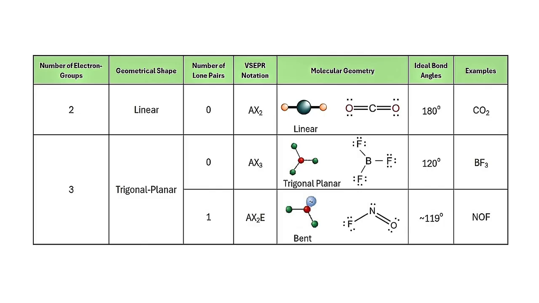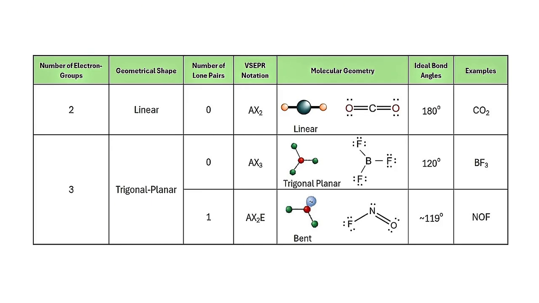Okay, now let's try to use this table and understand how to predict the shape of a molecule. For example, let's start with the first column. The first cell, or the first square, says 2 electron groups. So let's start with the 2 electron groups. If there are 2 electron groups, the possible shape is linear. And why linear? Because in the 2 electron groups, there are no lone pairs involved.